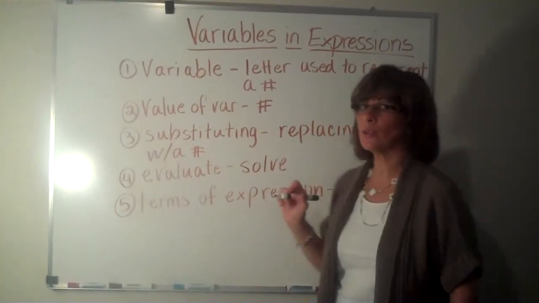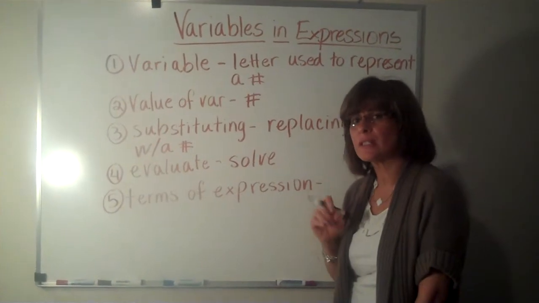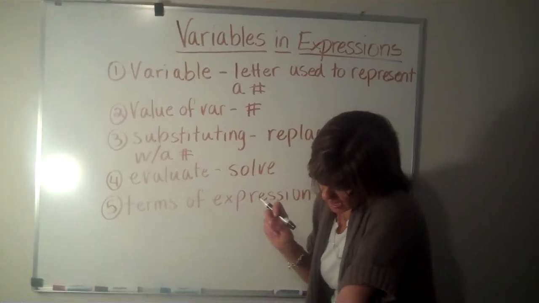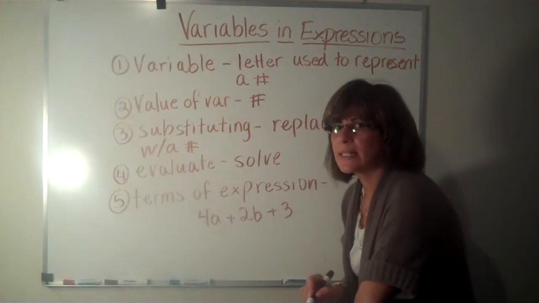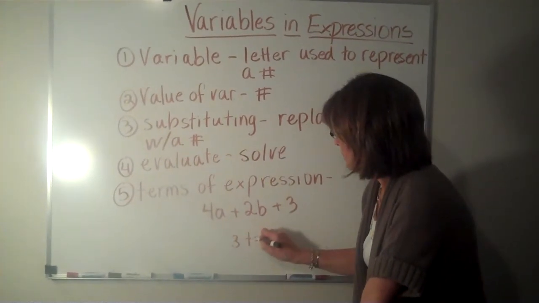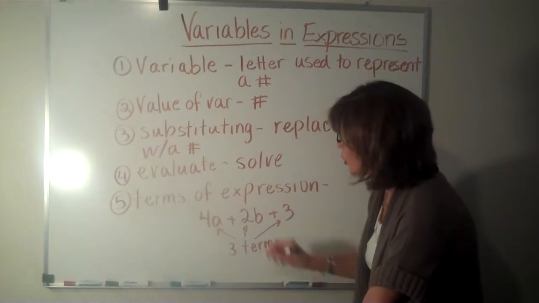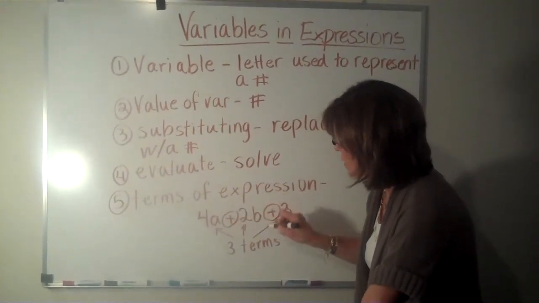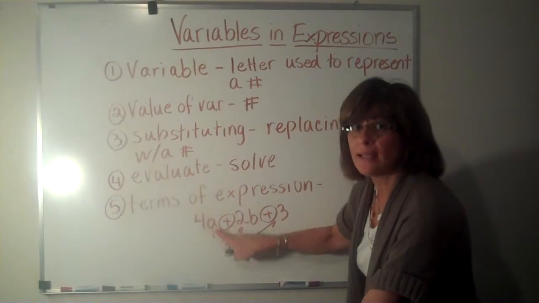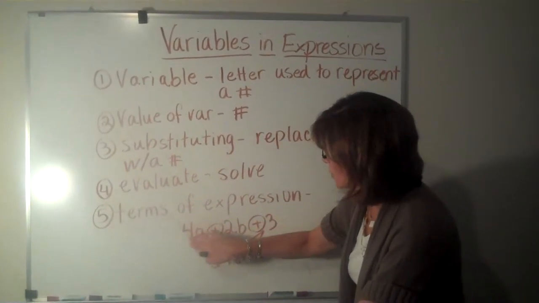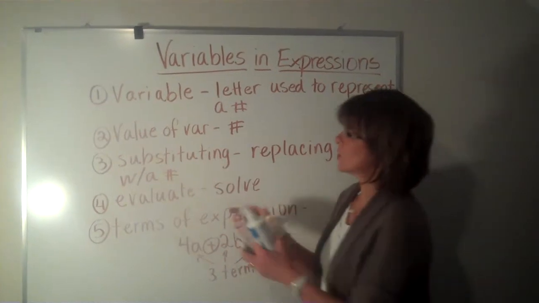Now, in Unit 2, I think it was 2, you learned the word terms as part of a pattern. This is a little bit of a different way to use the word term. So if I have like 4a plus 2b plus 3, this is considered to have 3 terms. Here is 1 term, 2 terms, 3 terms. Terms are only separated by addition or subtraction. These two would be considered 1 term because there's multiplication between them. If it was 4 plus a, it would be 2 terms. So this expression has 3 terms: 1, 2, 3. All right, so let's now just do some examples of substituting.